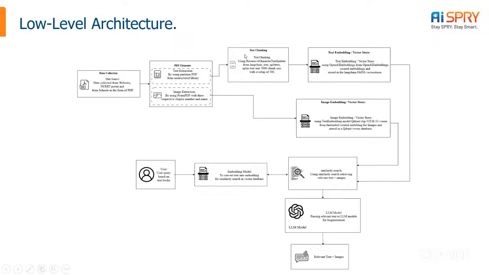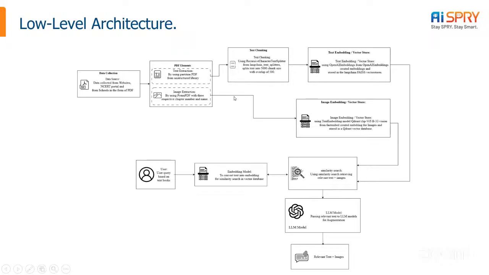Next comes the text chunking. In text chunking, we are using the recursive character text splitter from the LangChain text splitters, splitting text into a chunk size of 5000 with an overlap of 500. So this is how chunking happens using the recursive character text splitter. Those chunks are passed to the text embedding and vector store. Using OpenAI embeddings, we create the embeddings and store them in the LangChain FAISS vector store. So this is how we handle text extraction, text chunking, and text embeddings.